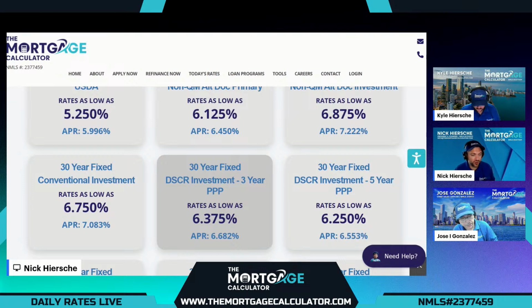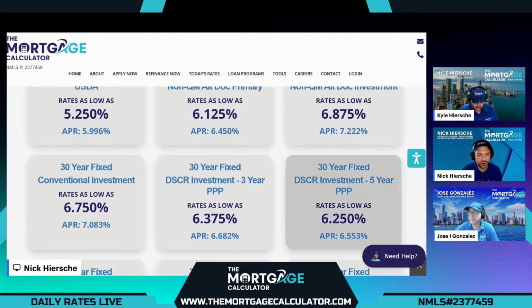And with a 3-year prepayment penalty, our DSCR program comes in 6.375, final APR 6.682, beating conventional, amazing. And we can even sweeten the deal with a 5-year prepayment penalty. It drops it a little bit, 6.25 rate, final APR 6.553.